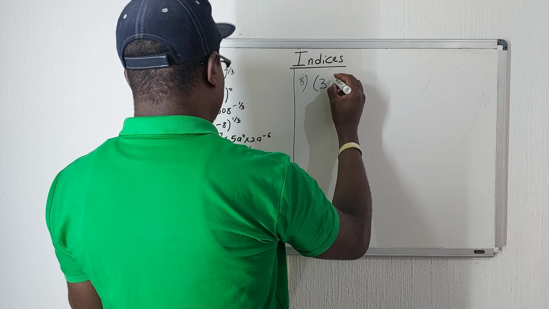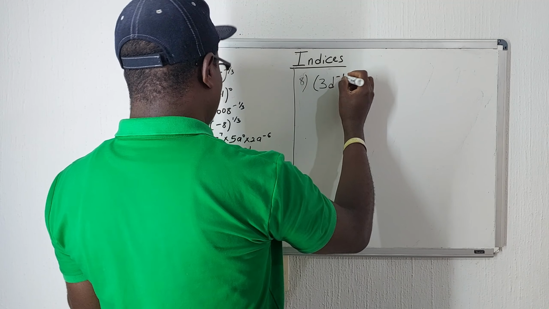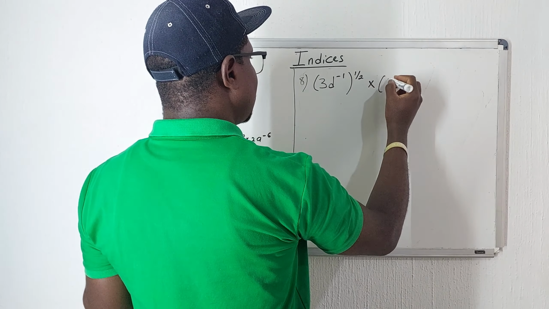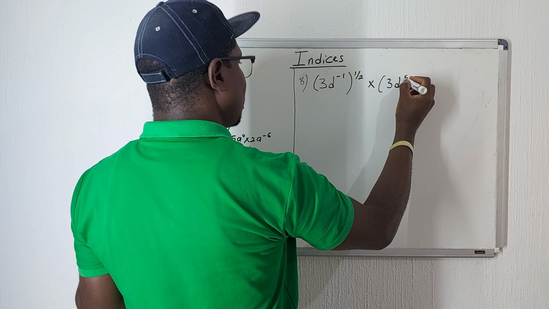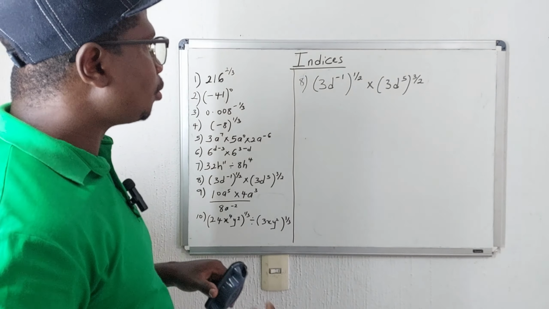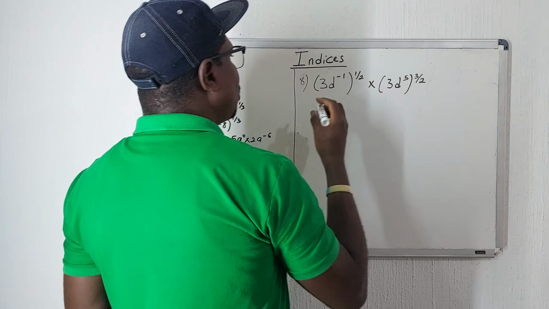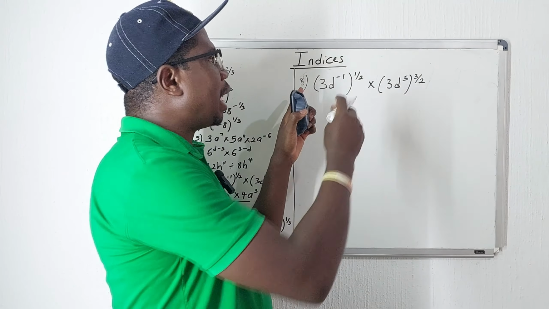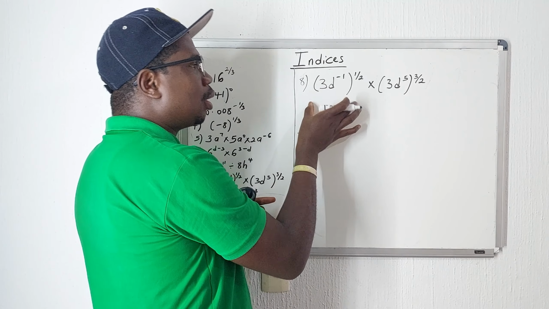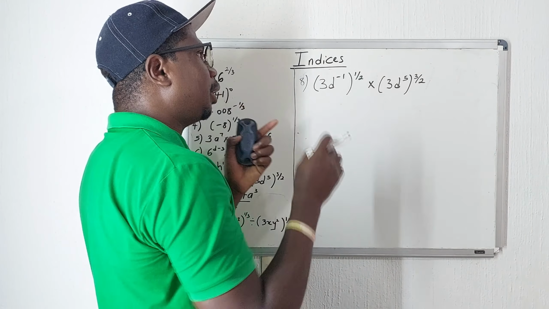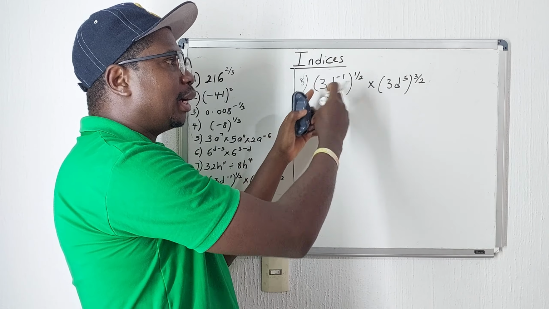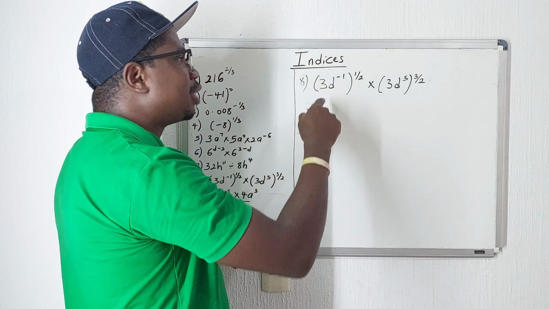Next, (3d to the power minus 1) to the half times (3d to the 5) to the 3 over 2. To solve something like this, first of all, what we do is we isolate this one and isolate this one. Now, isolating this one, from the law of indices, you can see this index covers both 3 and the variable. We're going to separate them individually.